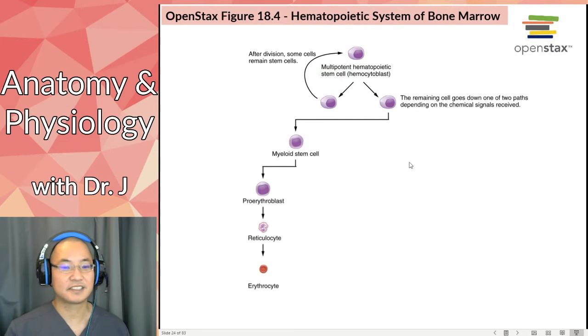Now, what we have here, we just covered how we make erythrocytes. You have the stem cells, and then they undergo differentiation, and then they eject their nucleus, and then they finally become a mature red blood cell.